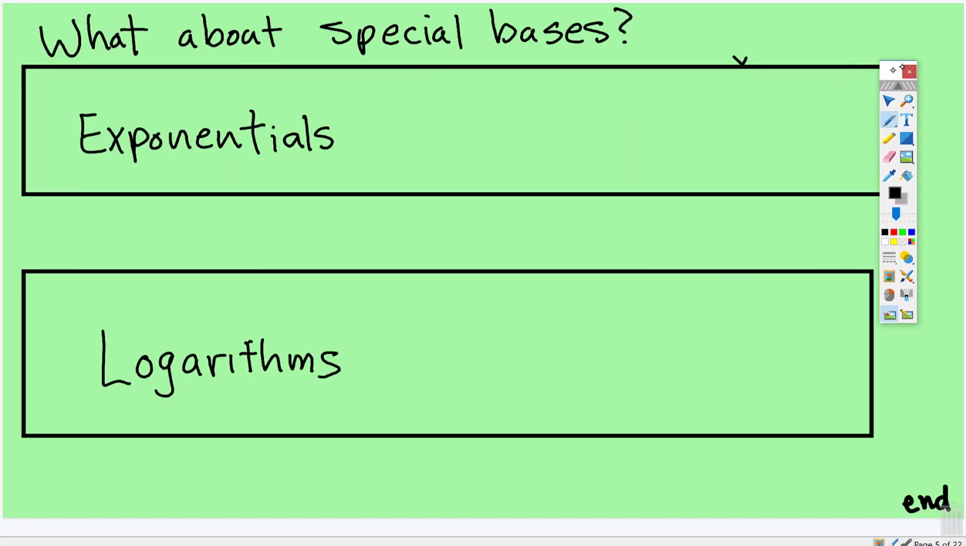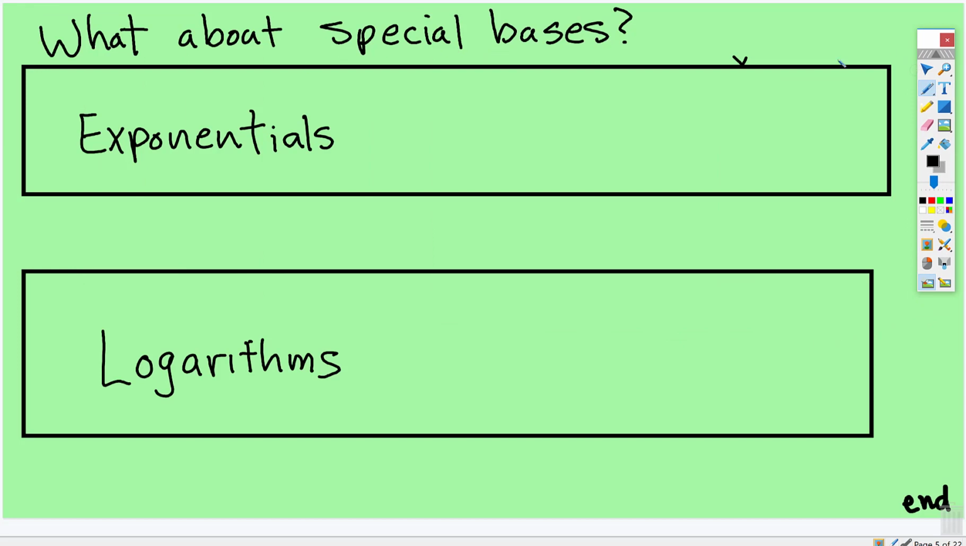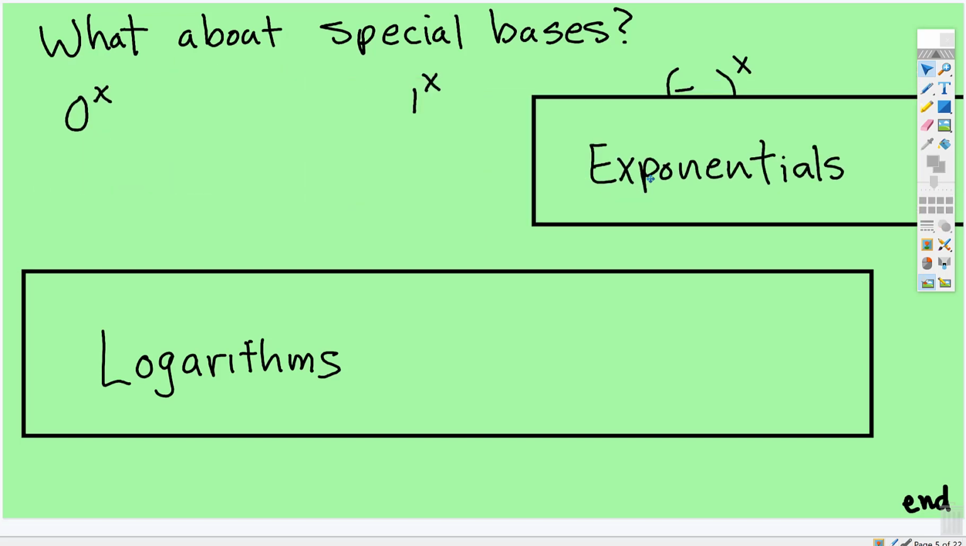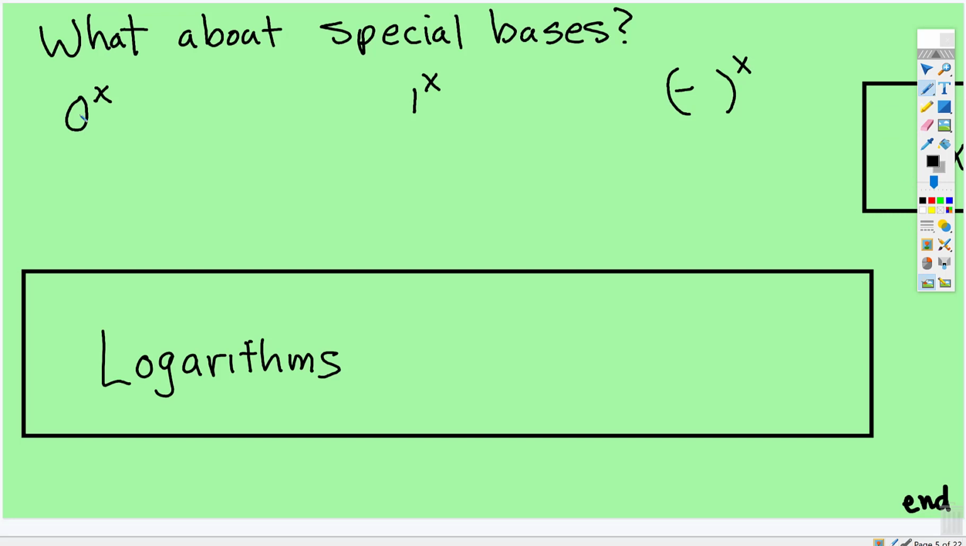Okay, and then the third thing that we need to cover, what about special bases? For exponentials, if you have 0, if you have nothing, it doesn't matter what you do to it. It doesn't matter if you multiply, divide, or raise it to a power, you still have nothing. And when the base is 1, well, 1 doesn't do anything. 1 is that very unique number where the answer will always be 1. So 1 to the first power, 1 to the negative 12th power, the answer will always be 1.